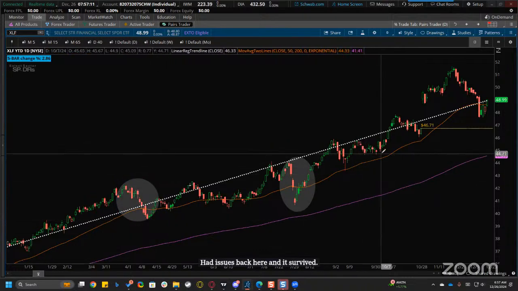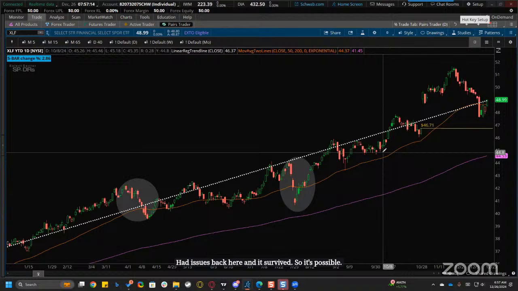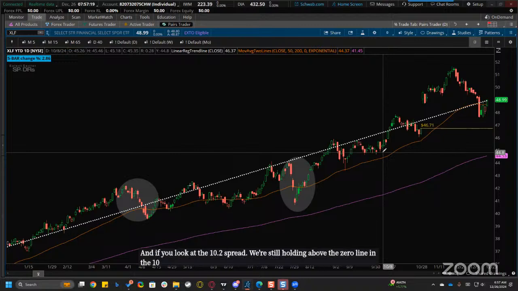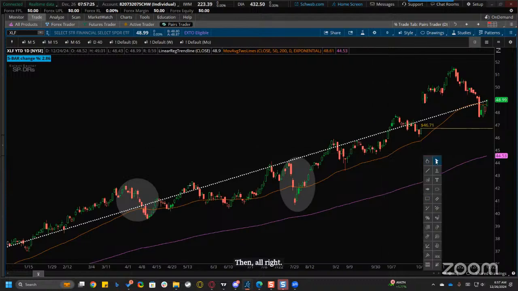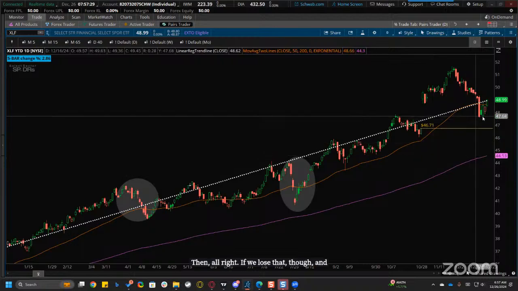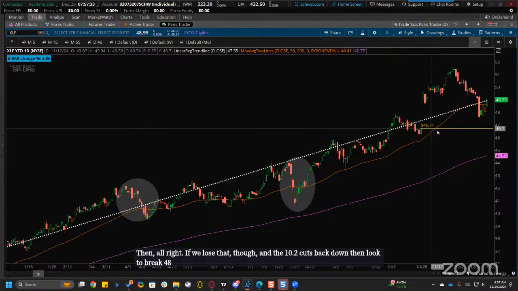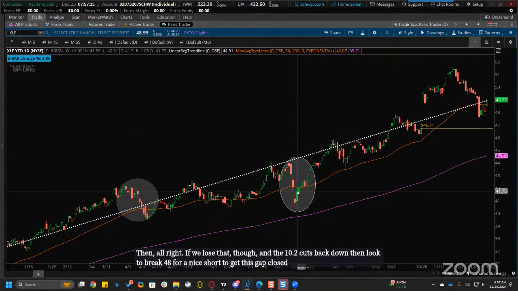So it's possible. And if you look at the 10-2 spread, we're still holding above the 0 line in the 10-2 spread. So as they say, cheap and steep, then all right. If we lose that though, and the 10-2 cuts back down, then look to break 48 for a nice short to get this gap closed, and it puts 200 on the map.